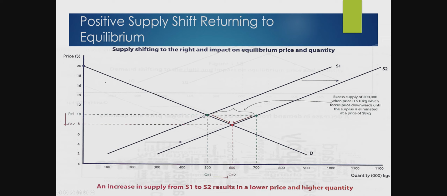So for a positive supply shift, where our supply line goes to the right from S1 to S2, they're more willing and able to supply at any given price. So here they're originally willing to supply 500 at $10. Now they're willing to supply 700 at $10.